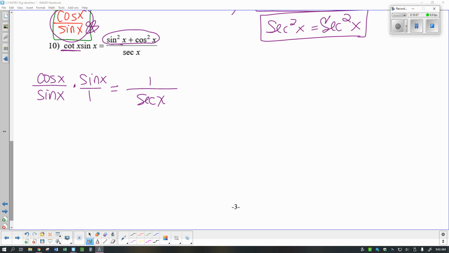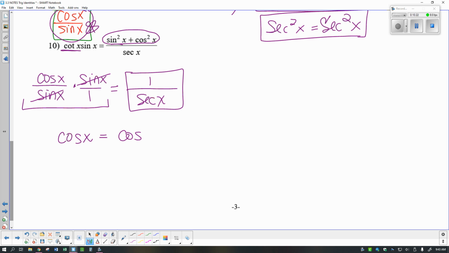All right, so then I'm going to look at the left-hand side here, and I'm going to recognize that this sine, because I'm multiplying, can cancel out with this sine, and so now I have cosine of x. I also want to recognize on the right-hand side that 1 over secant is the same as cosine of x, and by golly, I'm done with that one as well, and I'm down to cosine of x equals cosine of x.